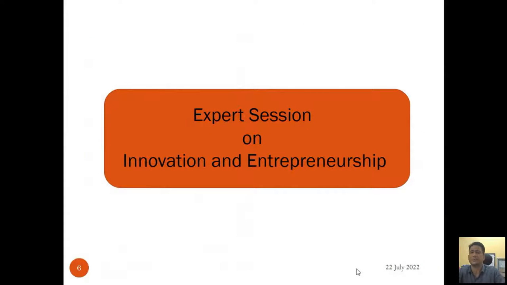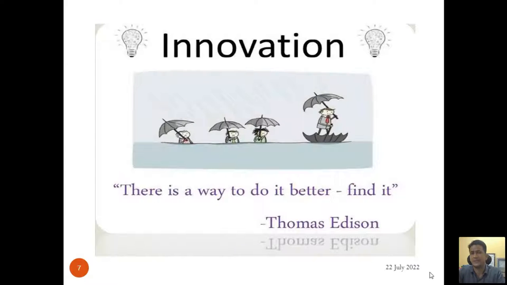Now coming directly to the topic, expert session on innovation and entrepreneurship. As a layman or beginner, I just think there are two terminologies, but in coming time, I will tell you how these are closely correlated with each other. So what is innovation? The first thing that comes to my mind is that innovation is a way to do different tasks, different assignments, in a different way.